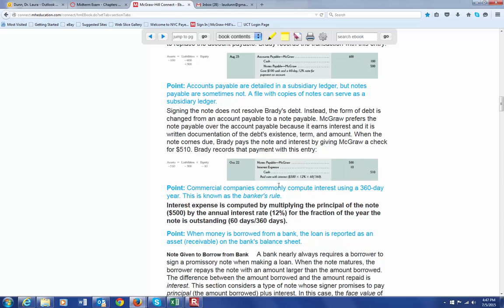Here's the entry. You're going to get rid of the notes payable by debiting it. That reduces it. You have $10 in interest expense, and we increase expenses by debiting them. And then we're paying with cash, so the credit goes to cash. That reduces the amount of cash you have on hand.